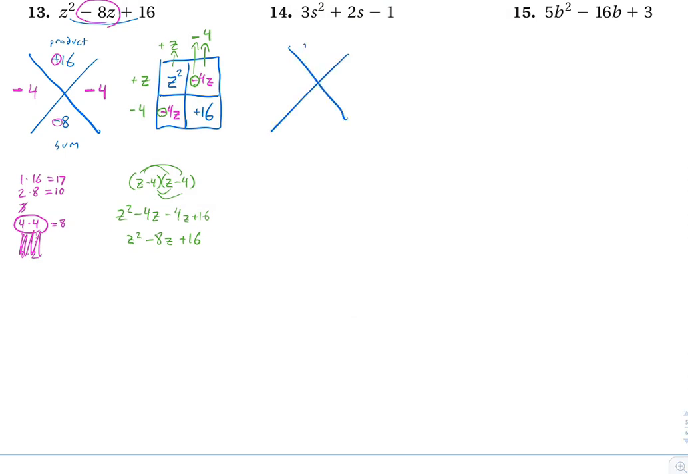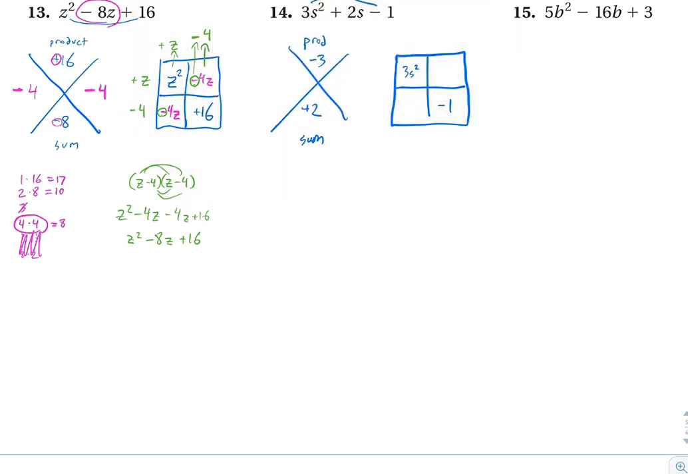So let's do product here, sum here. The sum is positive 2. The product is 3 times negative 1, so negative 3. Setting up my box, and here's a common mistake. People should just put the last term down here, but kind of common is instead people accidentally put the product in there. That's a pretty common mistake, okay? So anyways, we're going to put the first term, s squared, and the last term, negative 1. So now let's search. Okay, what are those going to be?